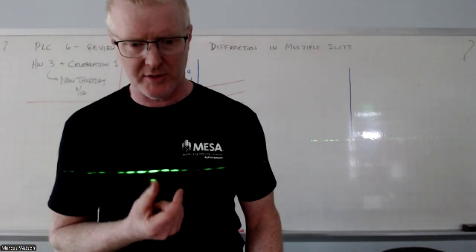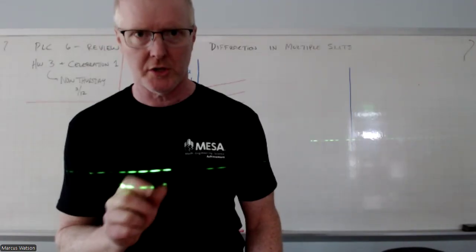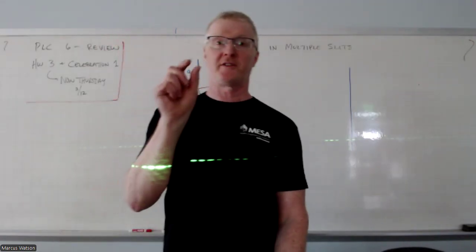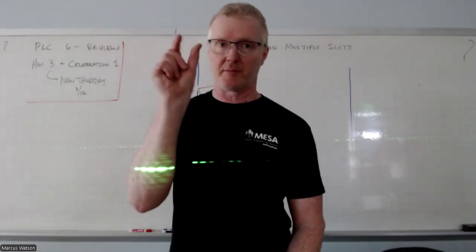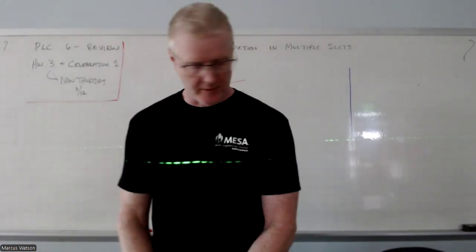And look at how sizable they are. They're much larger than those ones that we were talking about with, say, 3, 4, or 5 slits, where they had gotten progressively more narrow. Okay.